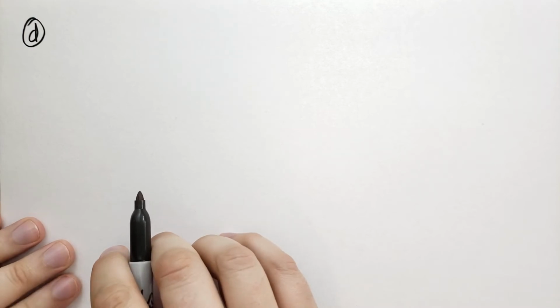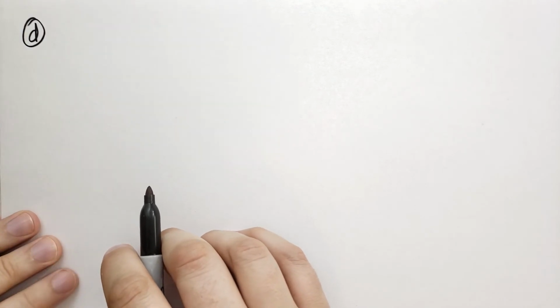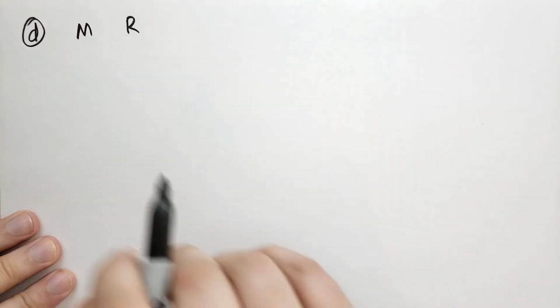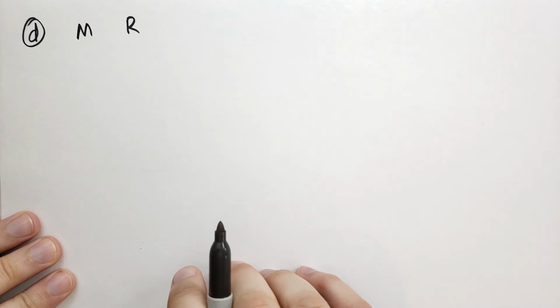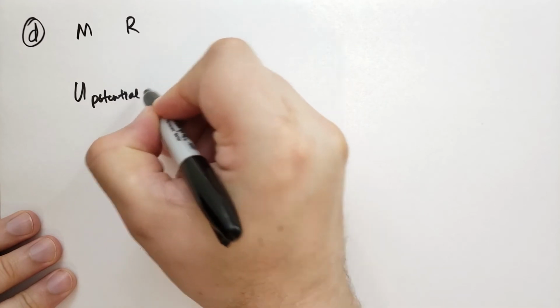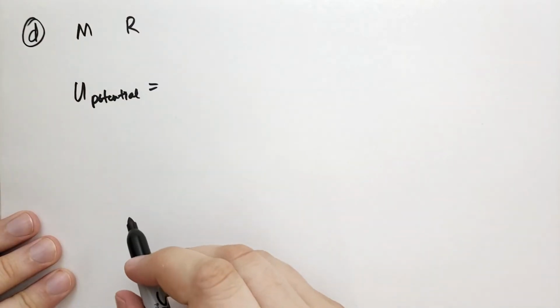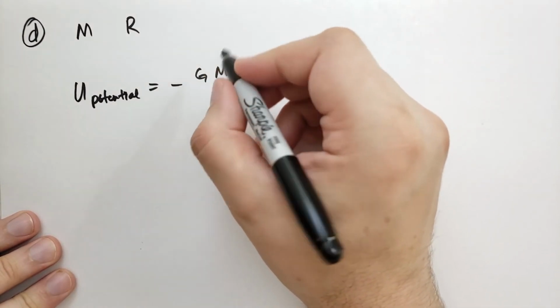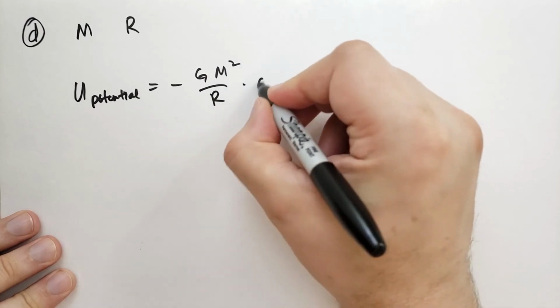Part D. This one is to use dimensional analysis, so we're just going to look at the dimensions. We are going to use dimensional analysis to argue that a star of mass m and radius r should have a total potential energy U potential equal to minus G m squared over r times some unitless constant.